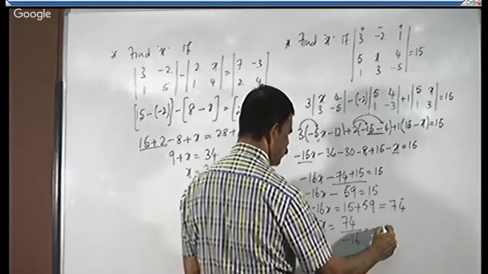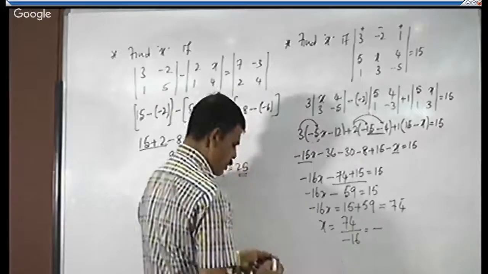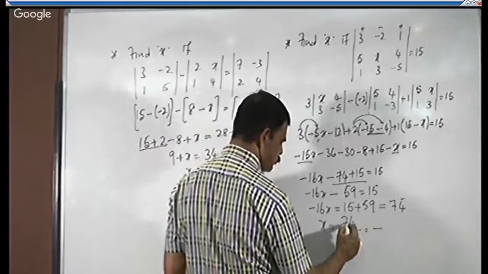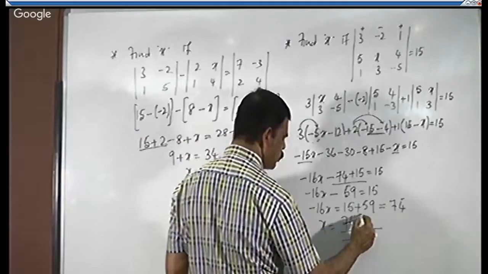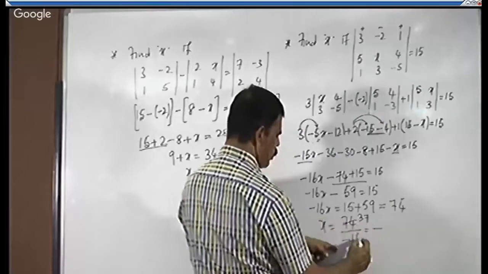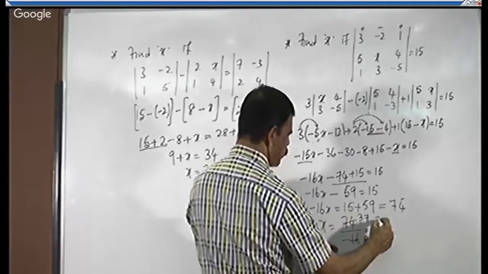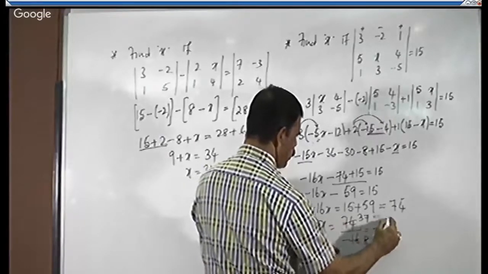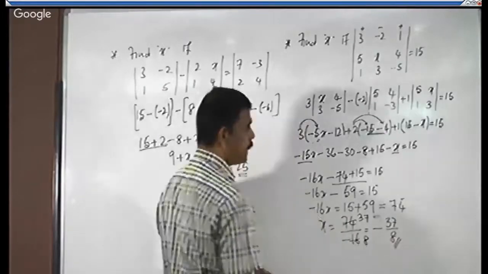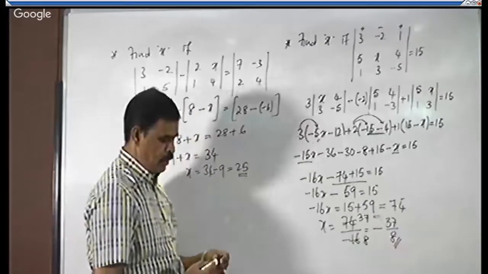Otherwise, it is minus of. Both are even numbers. Definitely, it will be cancelled with 2. You can cancel with 2. 2 threes are 6. 2 sevens are 14. 2 eights are 16. It is 37 divided by 8. This is the value of x. Right?